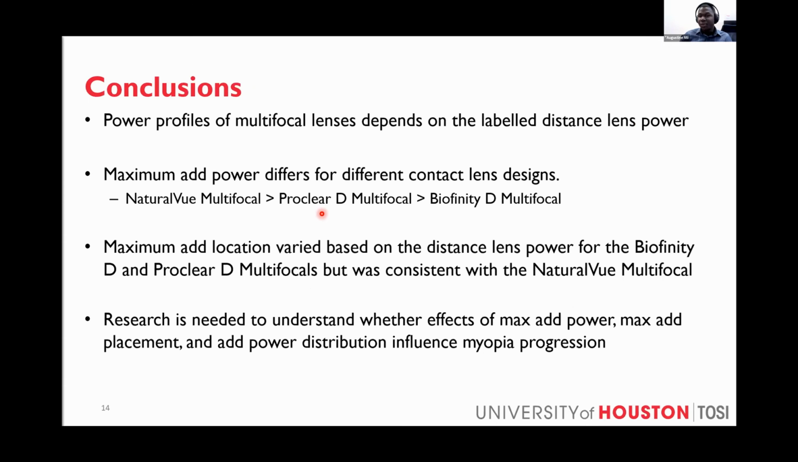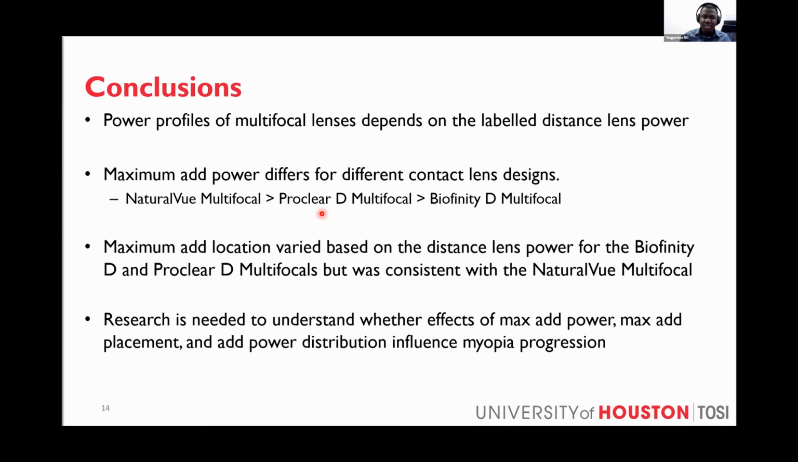So to our conclusions, we realize from this work that the power profiles of these multifocal contact lenses depend on the labeled distance lens power and the particular lens design that you are looking at. The highest maximum add power was found with the natural view multifocal, followed by the Proclear multifocal and the Biofinity multifocal. We also saw that the maximum add location varied based on the distance lens power for the Biofinity and the Proclear multifocals, but was consistently at 2.7 millimeter radius for the natural view multifocal.